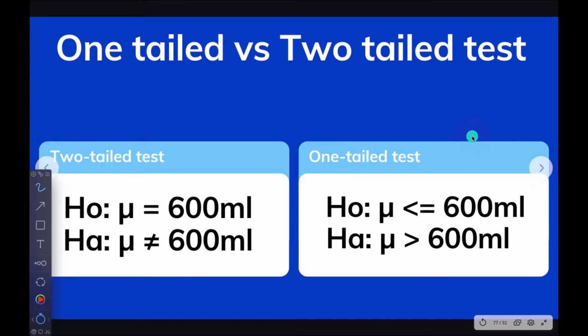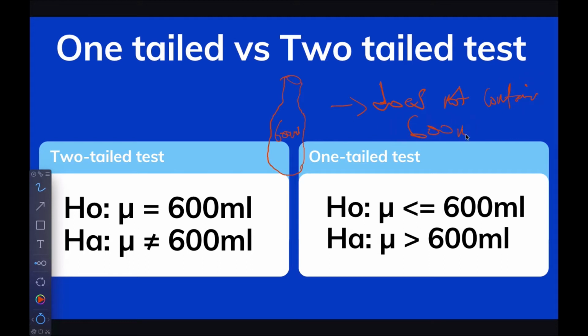Now if we break this thing down further, we see the content of the bottle. We have the bottle, and Coca-Cola is claiming that this Coke bottle contains 600 ml. Now what we are saying is that the bottle does not contain 600 ml. So if it does not contain 600 ml, then it can either contain more Coke or it can contain less Coke.